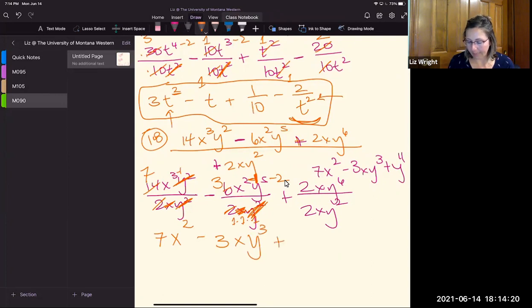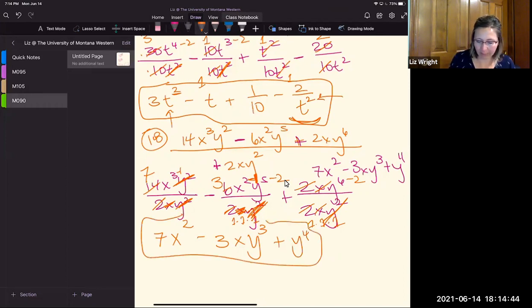And then my next one, the 2's again are going to cancel, and I'm going to get 1 over 1. My x's are going to cancel, and I'm going to get 1 over 1. And I'm going to take those 2 off right up here. So again, in the denominator, all I have is 1 times 1 times 1, which is 1. So the only thing that's left in my numerator is y to the fourth. And that is our final answer. So circle or box it up.